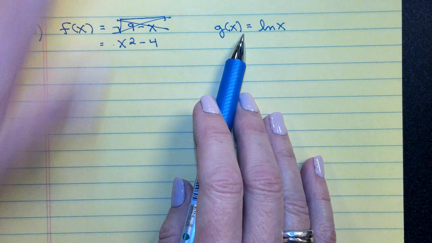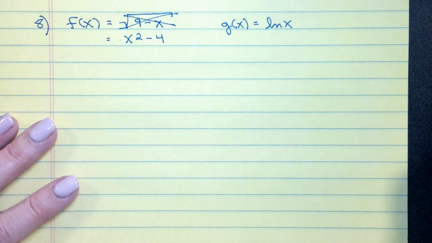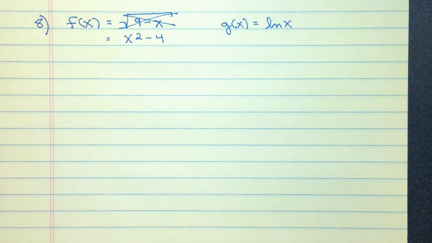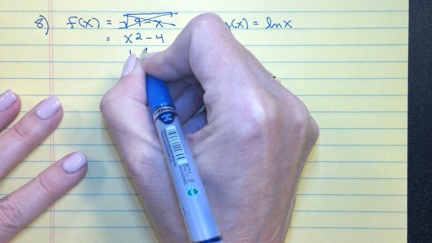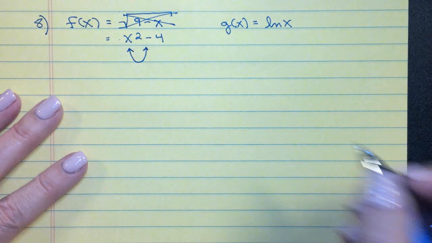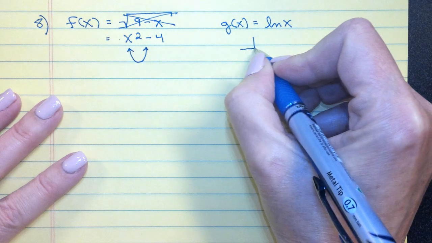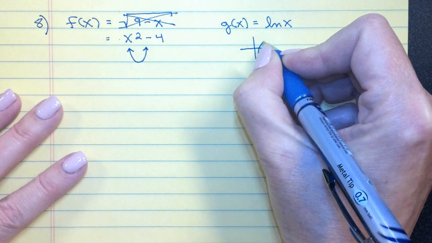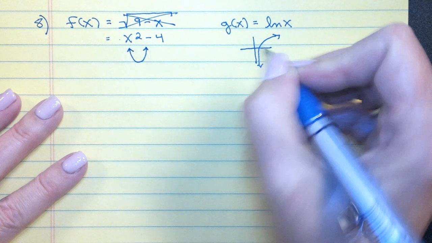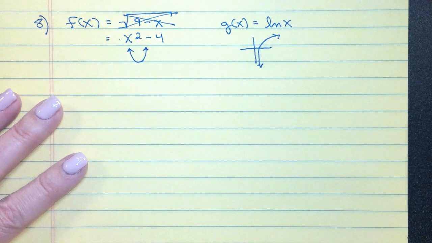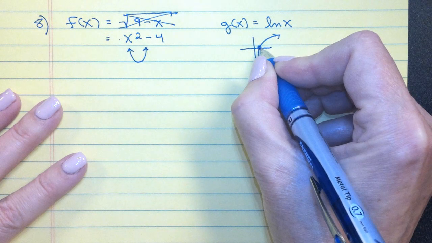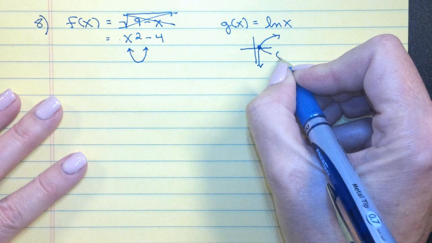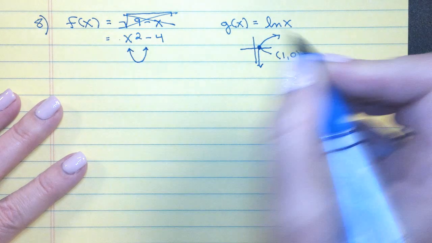All right, so the first thing anytime we solve a problem is we need to understand what the picture looks like, okay? So in this case, this is a parabola, and this is a natural log function that looks like this, whose asymptote is at x equals 0. An important point that you're going to want to remember is this guy right here, (1, 0).